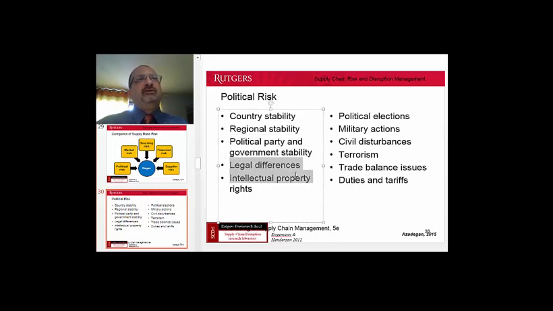At times there are legal differences. Many times it has occurred that folks that have been operating in Russia, big names in Russia, have had to change their business approach because of the legal ramifications and the legal matters of that particular country. And we probably have all heard about IP rights and issues of copying and lawsuits with Far East companies.